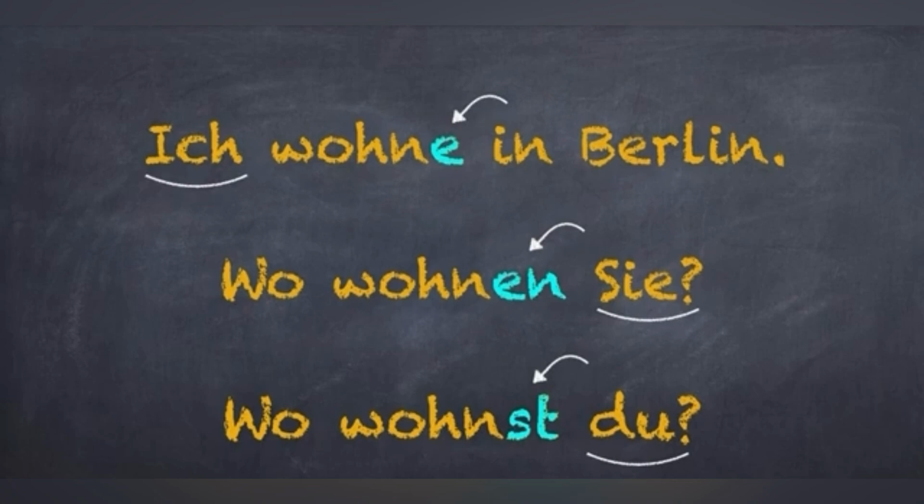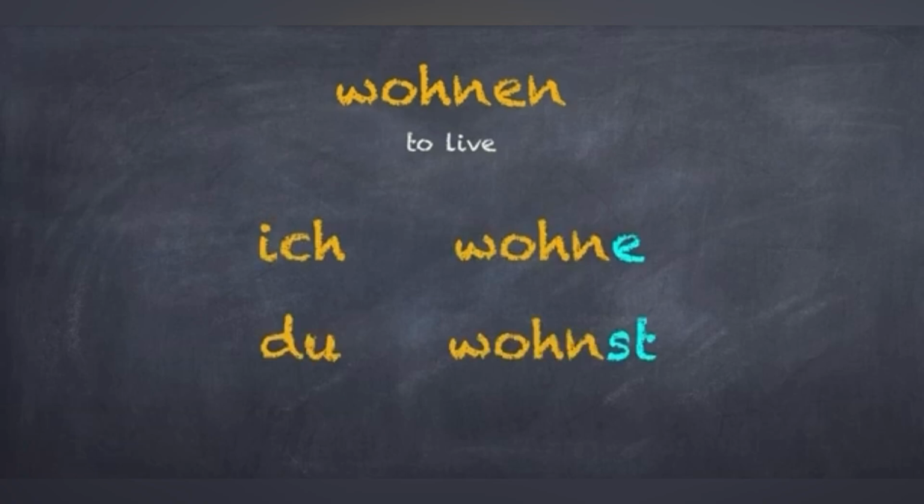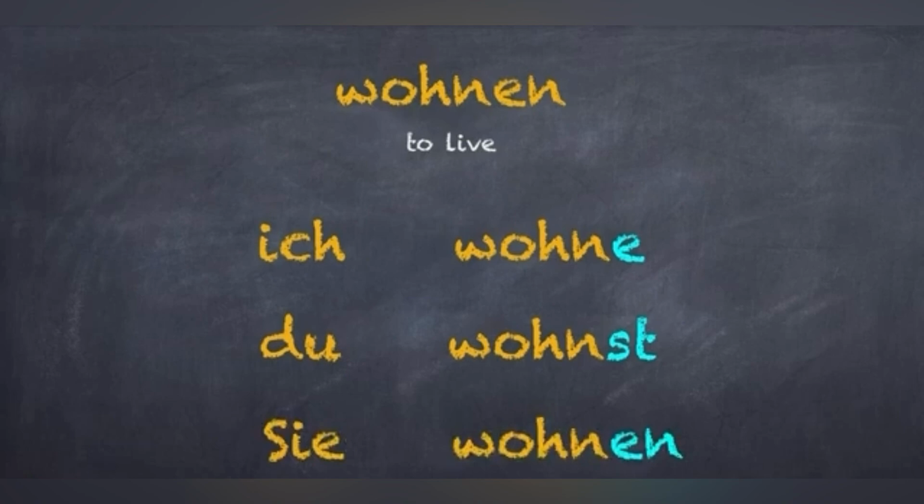The ending with ich is e. With Sie is en. With du, it's st. Let's pick up the verb once again. Wohnen. This is the infinitive form of the verb. That means the verb is not conjugated. When we conjugate this verb, it looks like this. Ich wohne, du wohnst, Sie wohnen. The conjugation for Sie is the simplest because it's the same as the infinitive form of the verb.